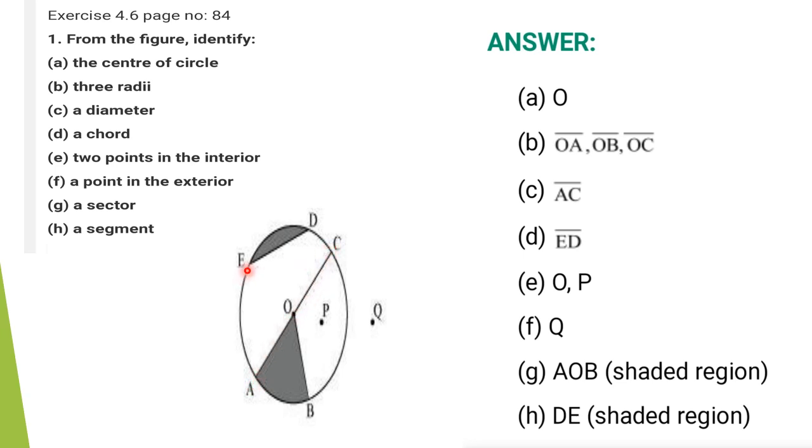A chord, ED is a chord of this circle. 2 points in the interior, O and P are 2 points in the interior. 1 point in the exterior, Q. A sector, AOB is a sector. ED is a segment.